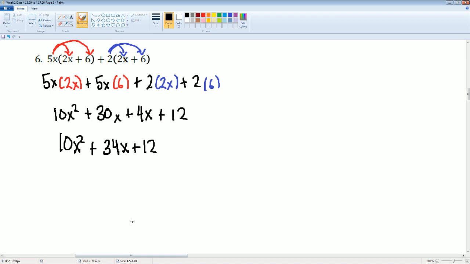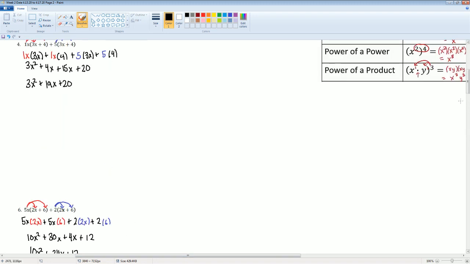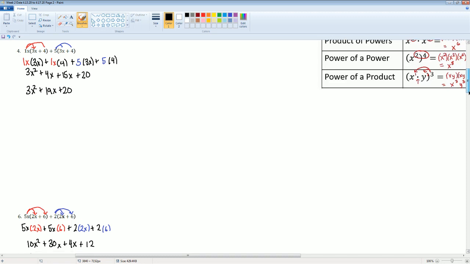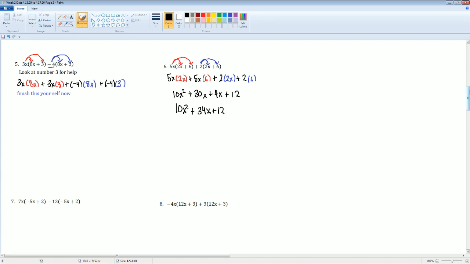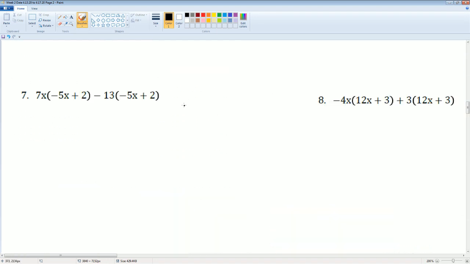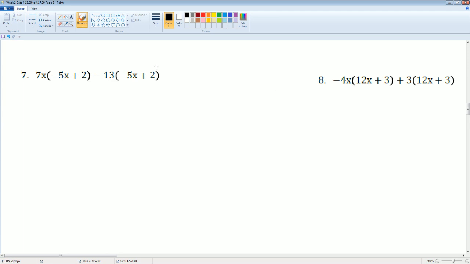Do you see how this is done the same exact way as 4? Let's take a look here at this one. So, same exact way. It's the same thing as before, but you just have to be very careful with that negative. 13. Okay. Pause the video, try it, then come back.